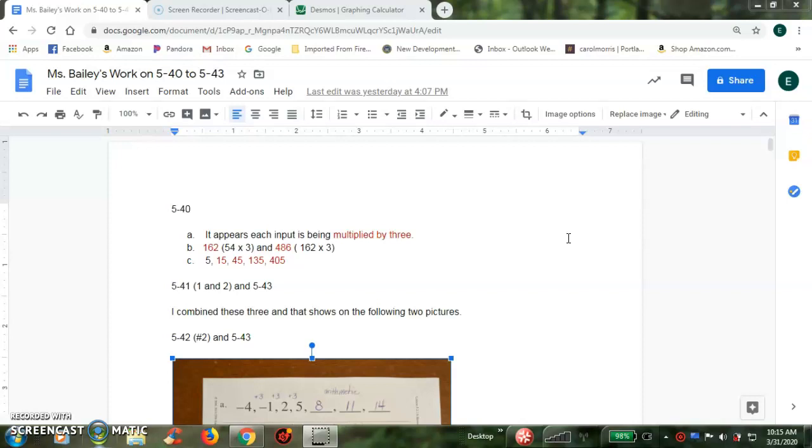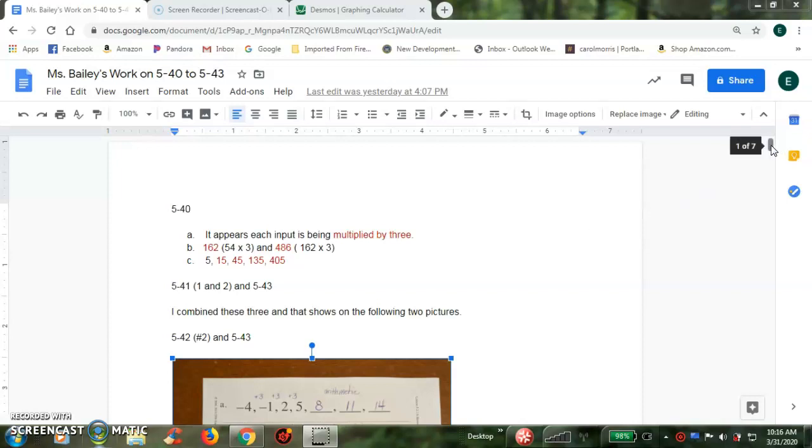Okay, so for 540. Letter A, it appeared to me that each input was being multiplied by 3. B, the next two terms I got were 162 and 486. And then for C, the next four terms were the ones in red here, 1545, 135, and 405.